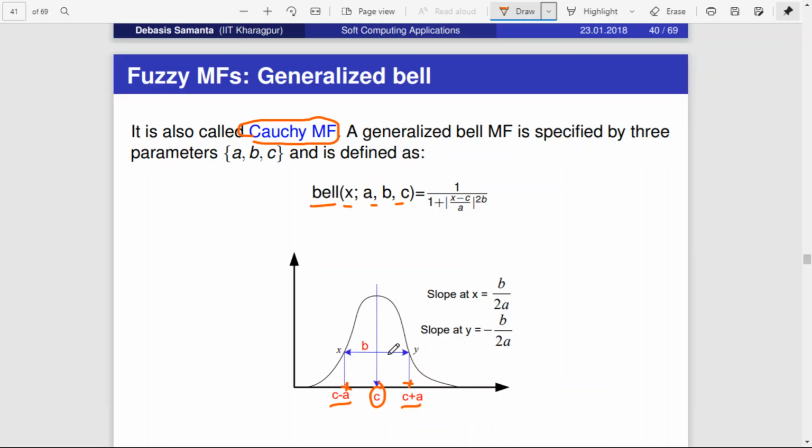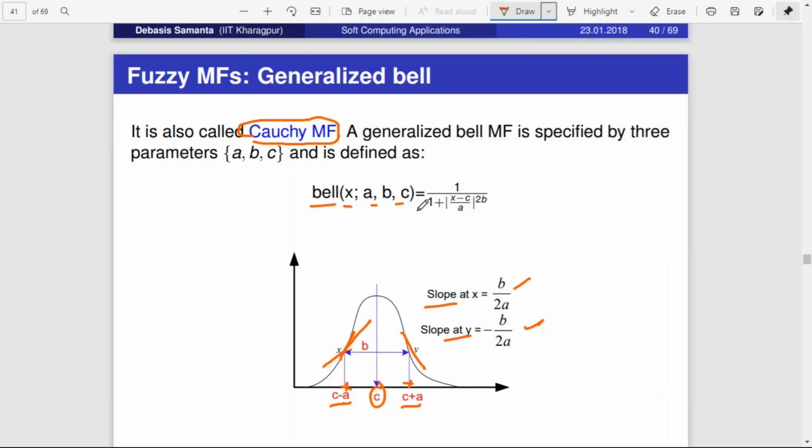And b is this. So b is this distance between c minus a to c plus a, that is b, right? So this slope at x and slope at y is given like this. Slope at x is nothing but b by 2a, slope at y is minus b by 2a, okay. And this Cauchy membership function is given like this.